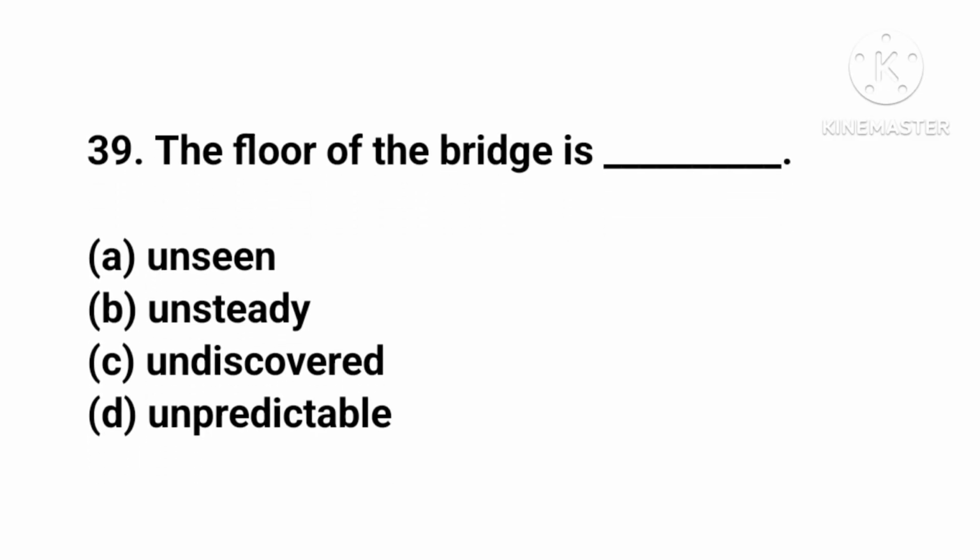Now coming to question 39. The floor of the bridge is dash. Option A, unseen. Option B, unsteady. Option C, undiscovered. Or option D, unpredictable. Great! The floor of the bridge is unsteady. You are really a good player.